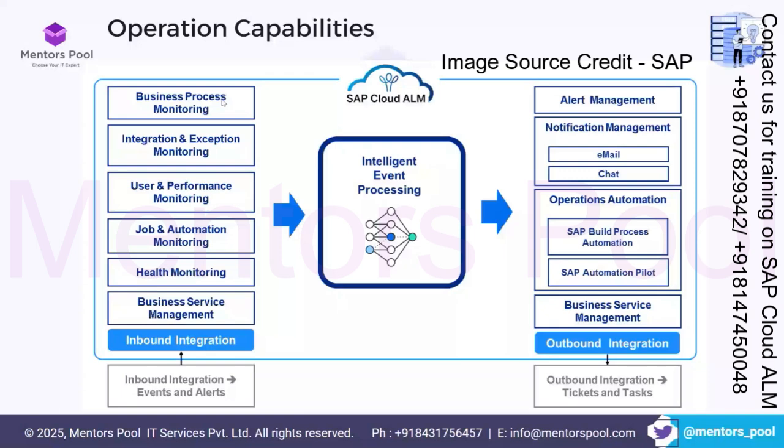And integration and exception monitoring is one of the important capabilities provided by SAP Cloud ALM, where you can monitor the data exchange in the form of messages from SAP to non-SAP systems and SAP to SAP systems also, for example where from S/4HANA you are updating sales information to the CRM system via integration. How the messages are flowing, whether there are any failures in the messages, all this you can monitor in integration and exception monitoring.